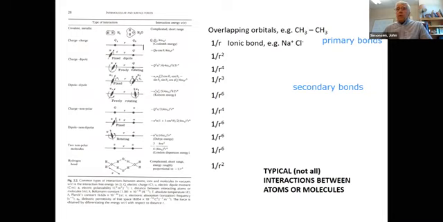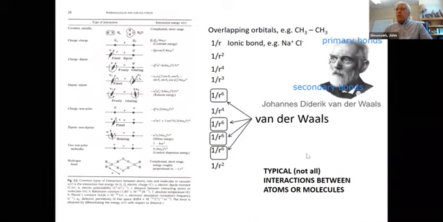So R is the distance between the atoms, and these different forces between molecules and atoms have different distance dependencies, right? So this one's R squared, R to the fourth, R to the 3, R to the 6, R to the fourth, and so on. The ones that are R to the 6th are called van der Waals forces. That's the definition, right?